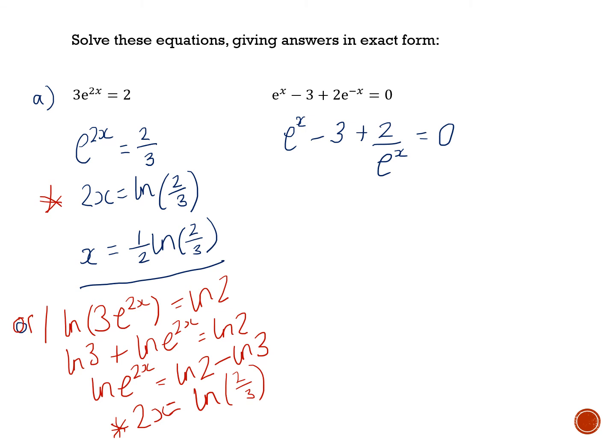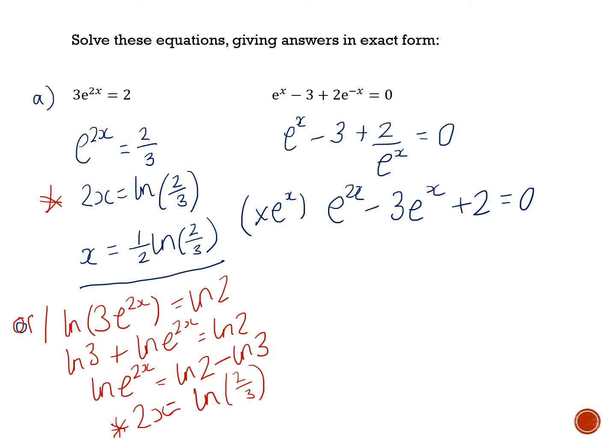Hopefully, a bright spark in the class would say, well, when I've got a fraction there, I quite often want to get rid of fractions by multiplying through by it. Let's see what happens then. e to the x times e to the x gives you e to the 2x. Minus 3e to the x. And when I times that by that, I get plus 2. Look at what we've got there. That now is a hidden quadratic, a quadratic equation in e to the x.